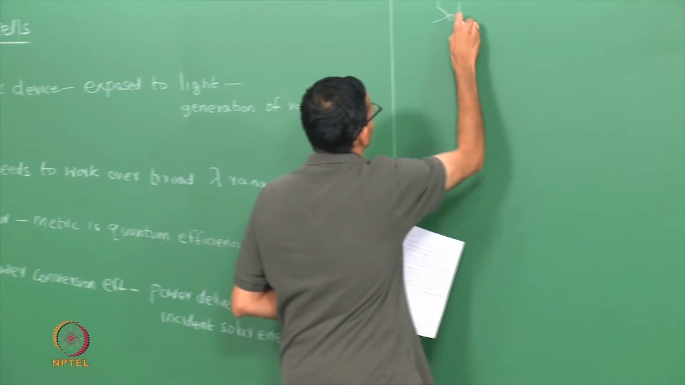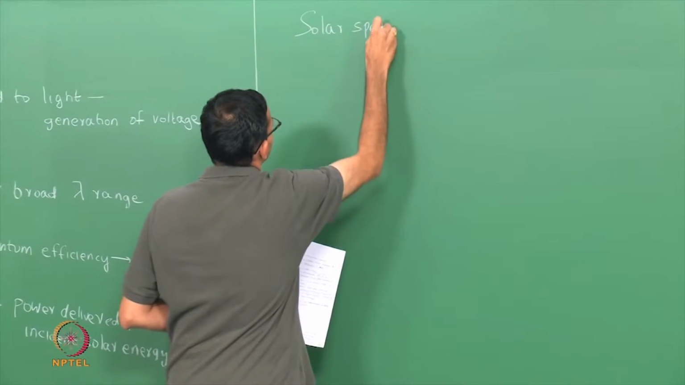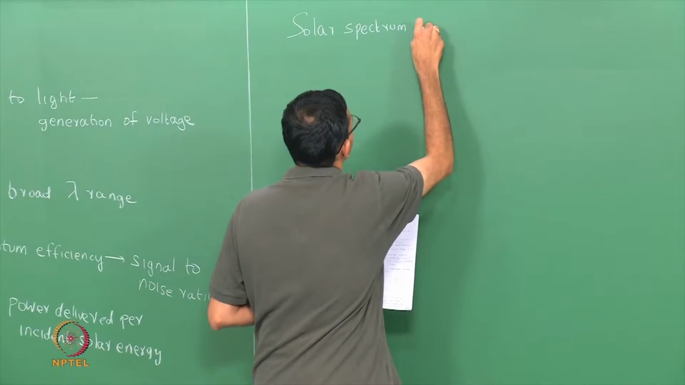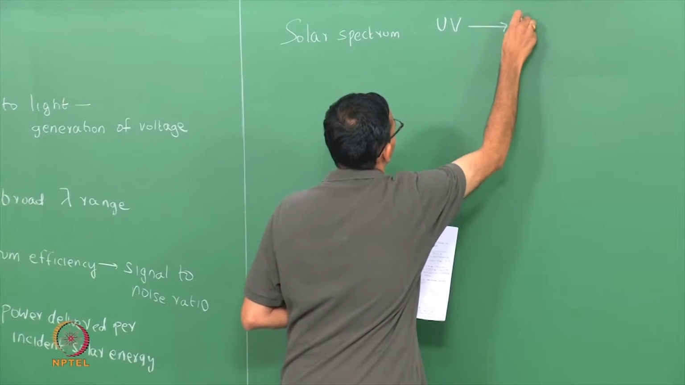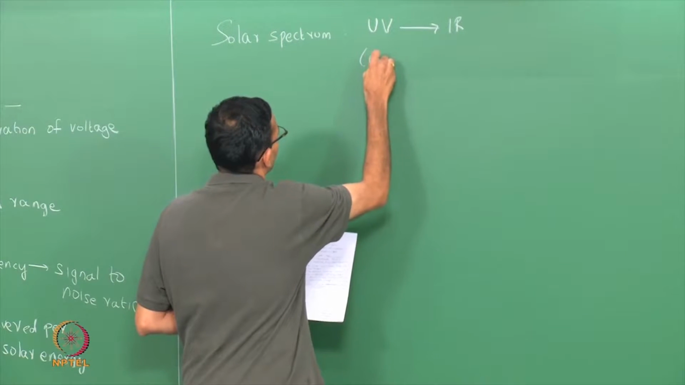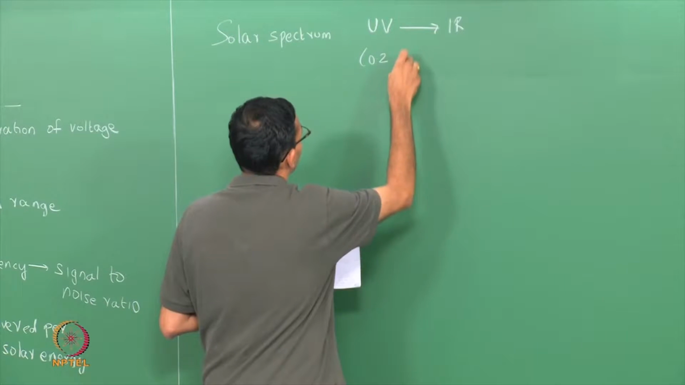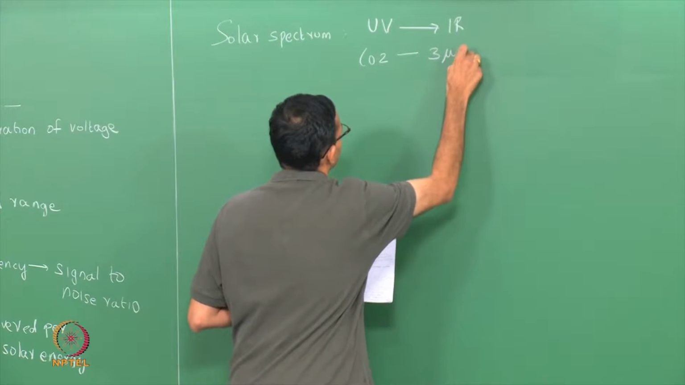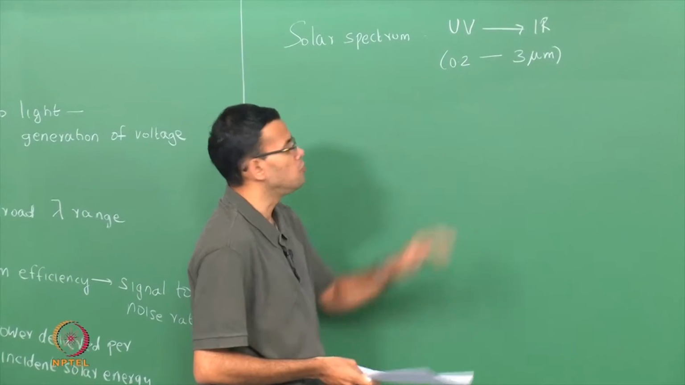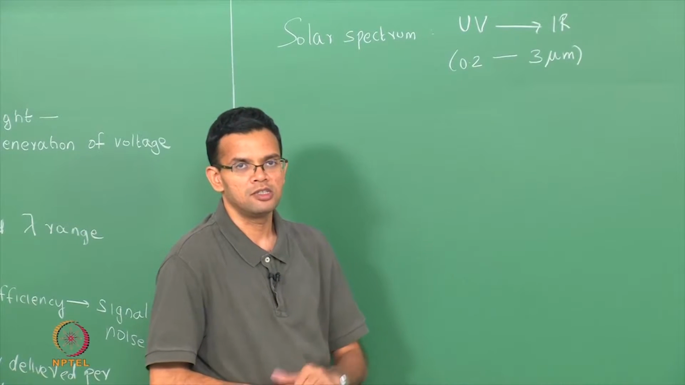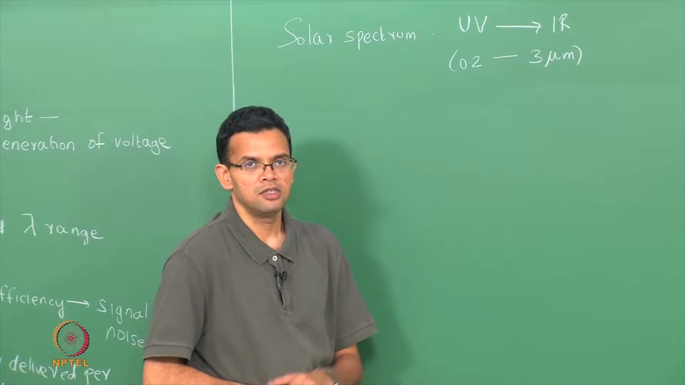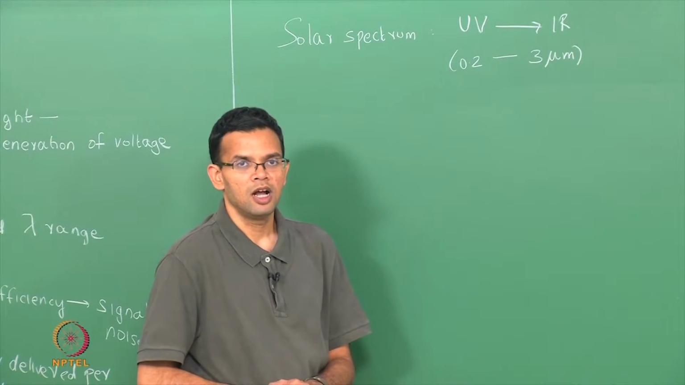If we look at the solar spectrum, it primarily ranges from the UV to the IR region. So, it encloses the visible region. The typical wavelength range goes from around 0.2 microns or 200 nanometers to 3 microns. So, 3 microns lies in the IR region, 0.2 in the UV region. So, this encloses the visible region as well. Of course, the intensity of this radiation is not a constant. The intensity depends upon the wavelength.